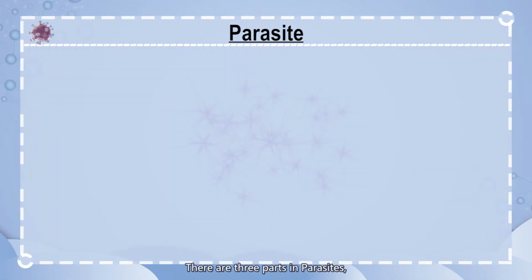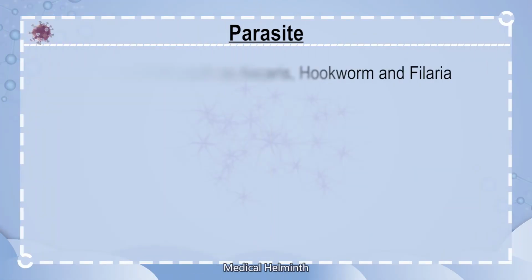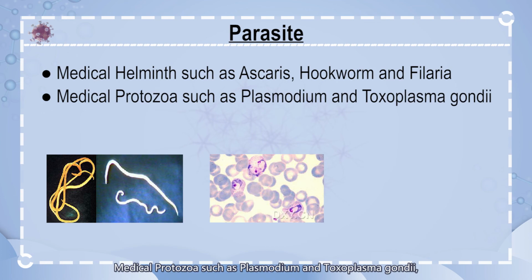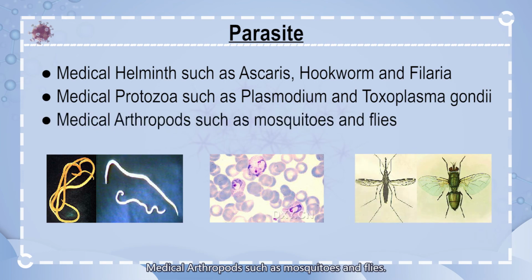There are three parts in parasites: medical helminths, such as Ascaris, hookworm, and filaria; medical protozoa, such as Plasmodium and Toxoplasma gondii; and medical arthropods, such as mosquitoes and flies.